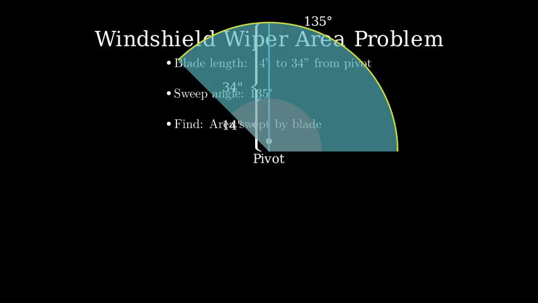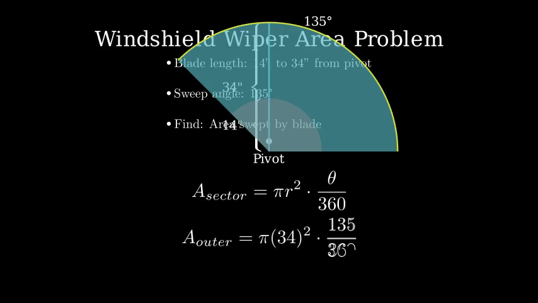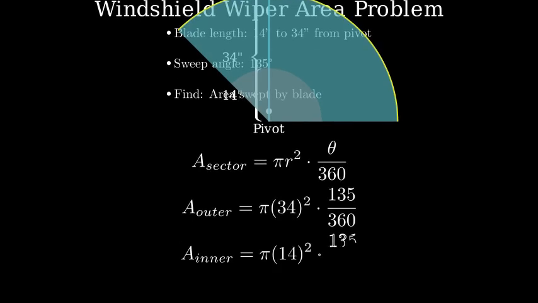Let's recall the formula for the area of a sector. The area equals pi r squared times theta over 360 degrees, where r is the radius and theta is the angle in degrees. For the outer sector with radius 34 inches and angle 135 degrees, we get pi times 34 squared times 135 over 360. For the inner sector with radius 14 inches, we get pi times 14 squared times 135 over 360.